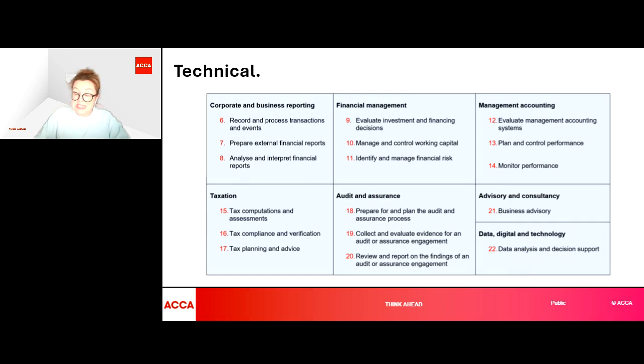There are 17 technical performance objectives to choose from, and they fall into 7 different technical areas that range from corporate reporting to audit and assurance and data, digital and technology, and you can see these on screen. You will need to complete any 4 from the 17 performance objectives, and you can complete these objectives in any order. If you choose an objective from one technical area, you do not have to complete all of the others related to that subject.